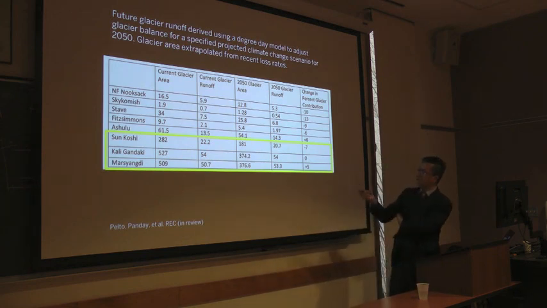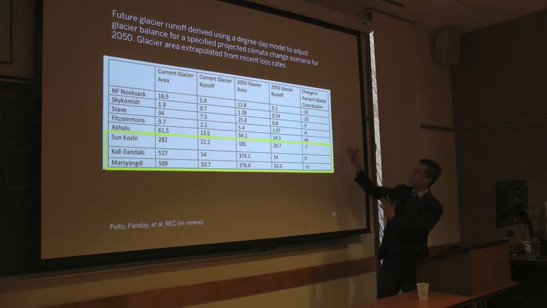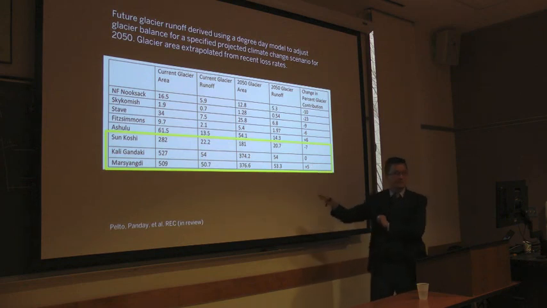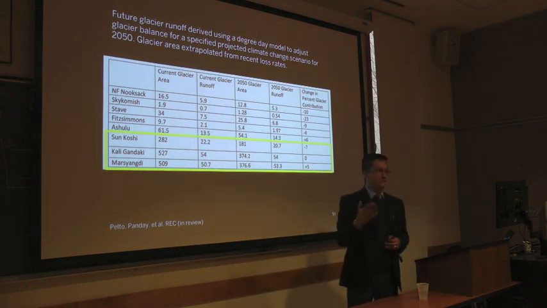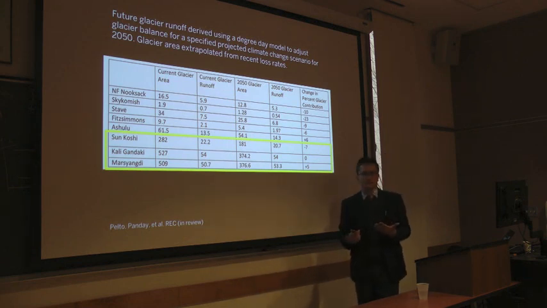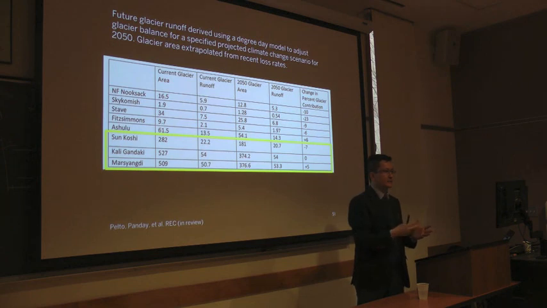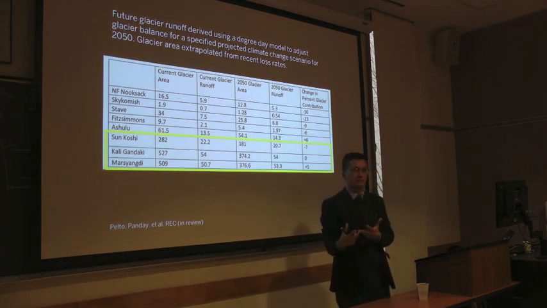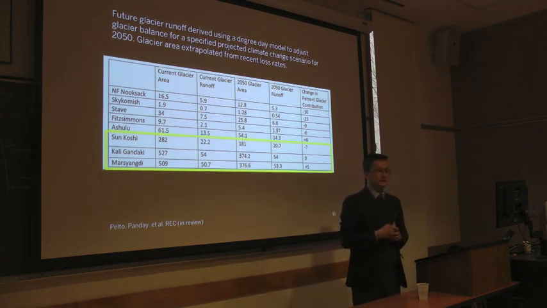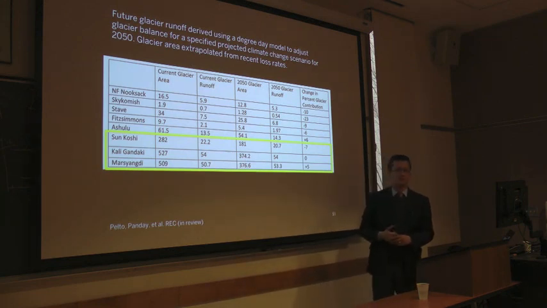So in this case, we see the Sunkoshi River Basin watershed having a negative change in percent glacial contribution, but in Kali Gandaki and Marshangi, it's actually positive, or if not, it remains the same. Why is that? It's because in this region we are reducing the glacial contribution, but we're increasing the pre-monsoonal and monsoonal rainfall amounts as you go into the future. So we're supposed to get more weather as we move into the mid-21st century.